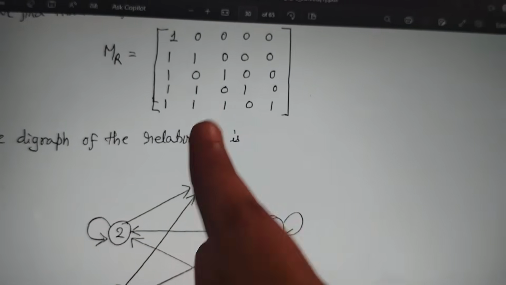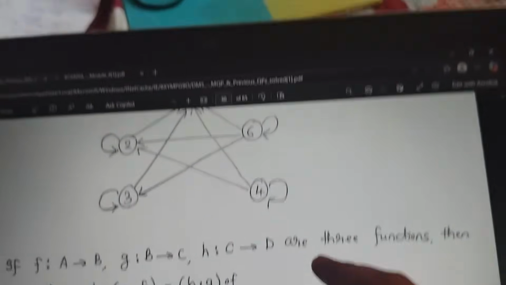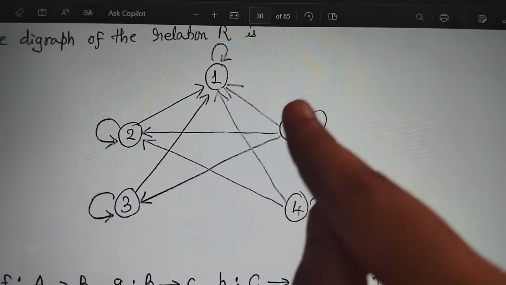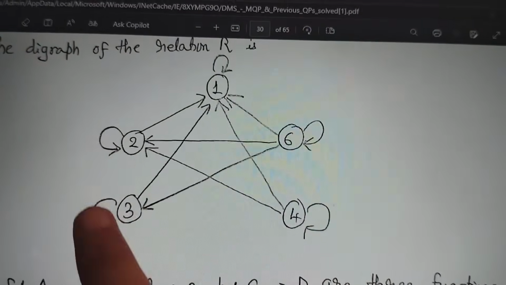Remember, in a digraph we have self loops, in a Hasse diagram we don't have self loops. In degree is nothing but how many edges are coming inside to one node, out degree is nothing but how many lines are going outside from one node.